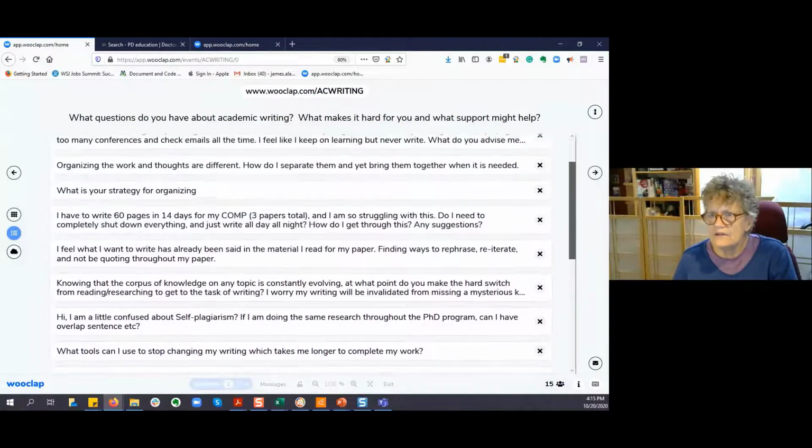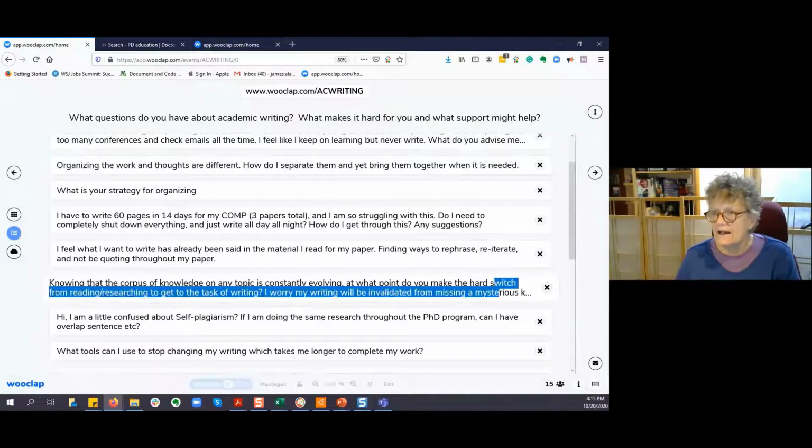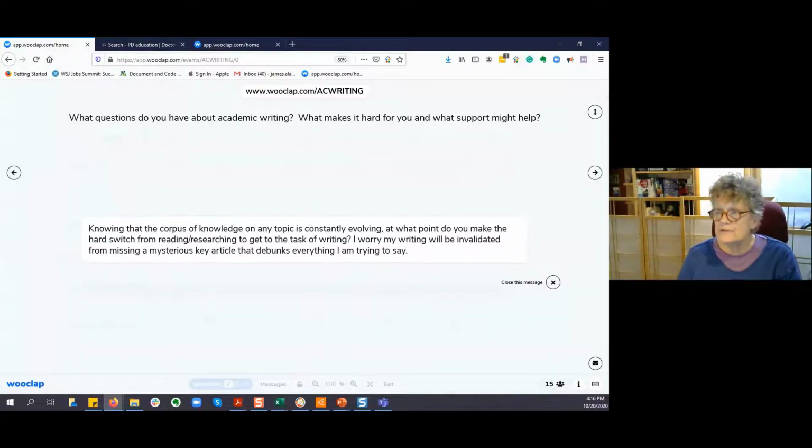Knowing that the corpus of knowledge on any topic is constantly evolving, at what point do I make a hard switch from reading, researching to getting the task of writing? When deadlines. The answer to this question is deadlines. I worry my writing will be invalidated from missing a mysterious key article that debunks everything I'm trying to say. So what? This person, I think, is holding themselves to too high a standard. I hope I'm not being blunt if this is yours.